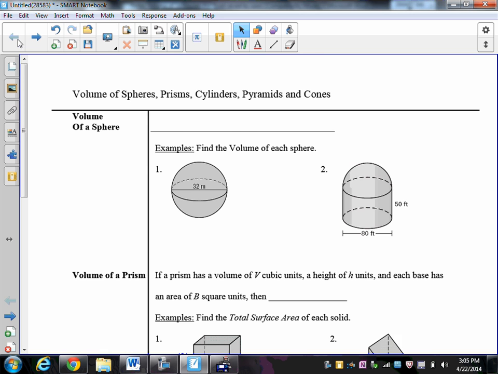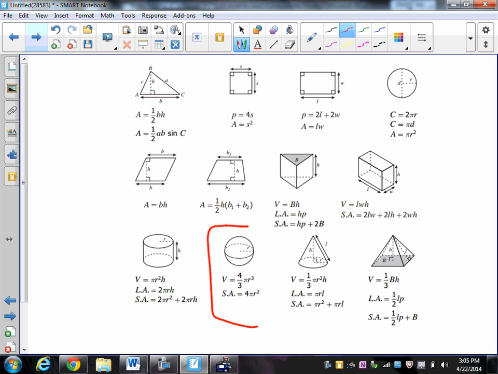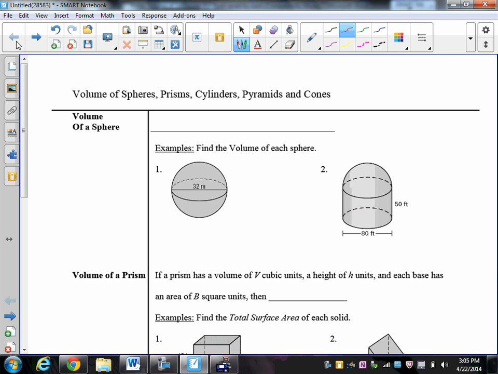First off, let's find out what the volume of a sphere is. So hopefully you all know this shape right here is a sphere. So the volume is going to be 4/3 pi r cubed. So again, just like with our surface area, we need to figure out what all of the variables are. So we're asked to find the volume of this sphere. We know that the radius is going to be half of 32, so it's going to be 16. And then all we do is plug it in.